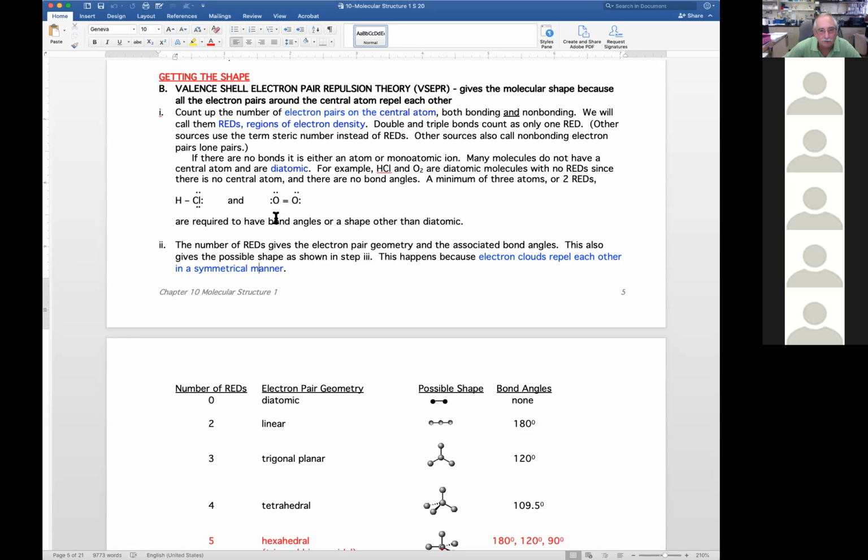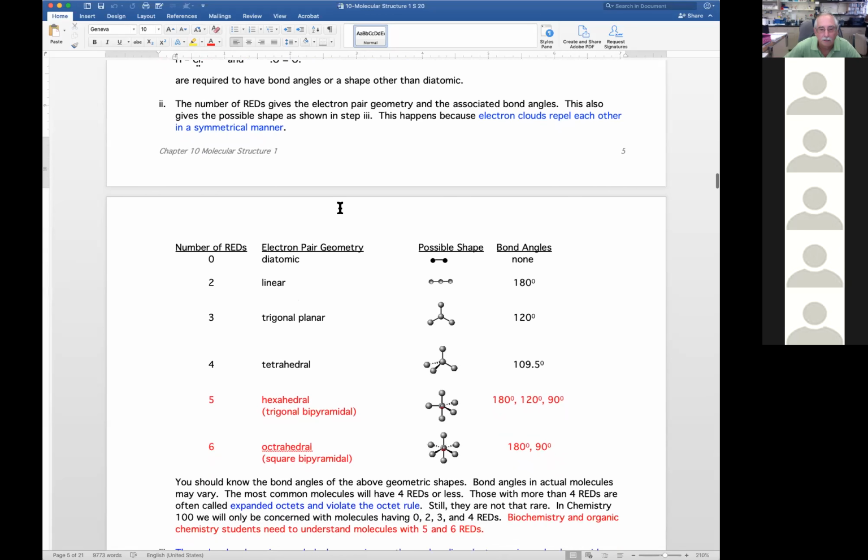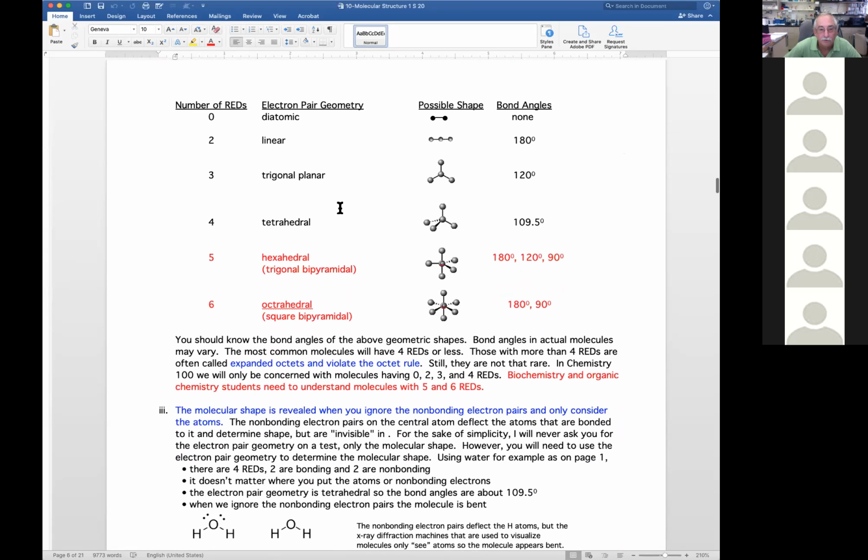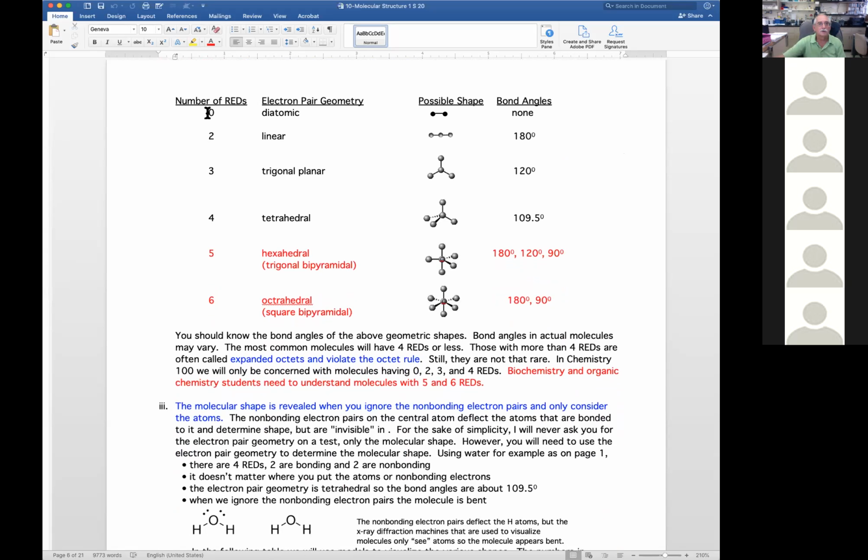Same thing for oxygen. What are the bond angles? There are none because there's no central atom. So let's just go through this. If there are no regions of electron density, like in oxygen, the shape is simply diatomic. Here's the possible shape, the bond angles, there are none. What if it's linear?